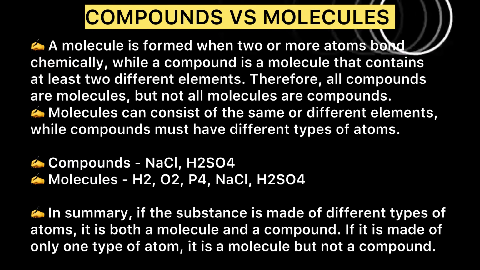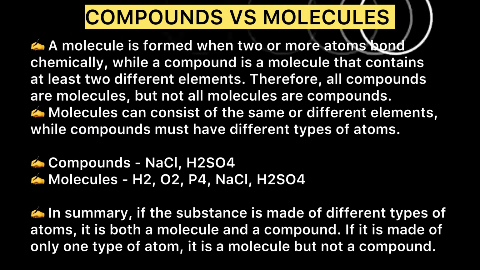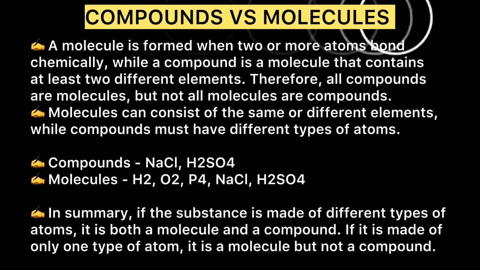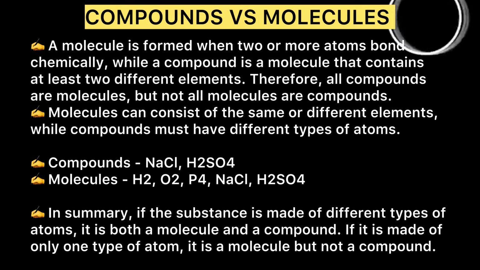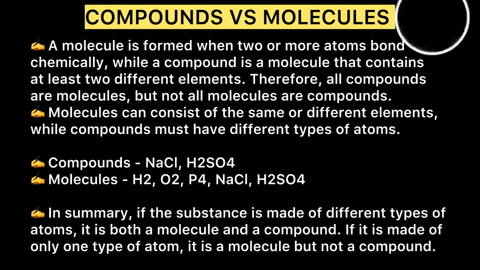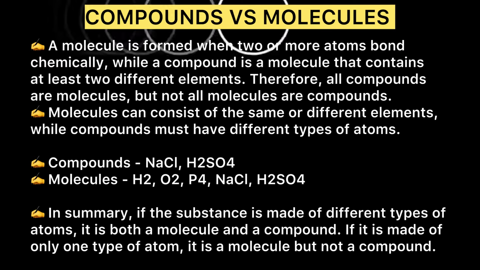But A2 is not a compound. Why? Because the definition of a compound states that it must have two different atoms coming together. A molecule does not restrict it to two different atoms. Atoms of a single element can come together and form a molecule. So AA gives you A2, BB gives you B2, but I cannot say A2 is a compound. I can only have A plus B, AB, to give a compound, because I will have two different atoms. Molecules can consist of the same or different elements, while compounds must have different types of atoms.